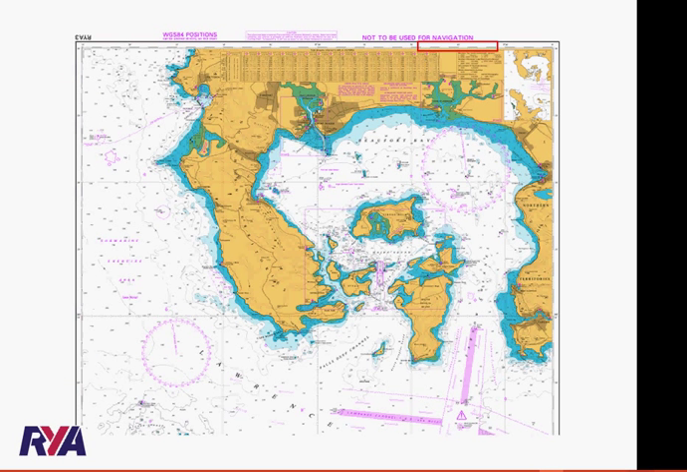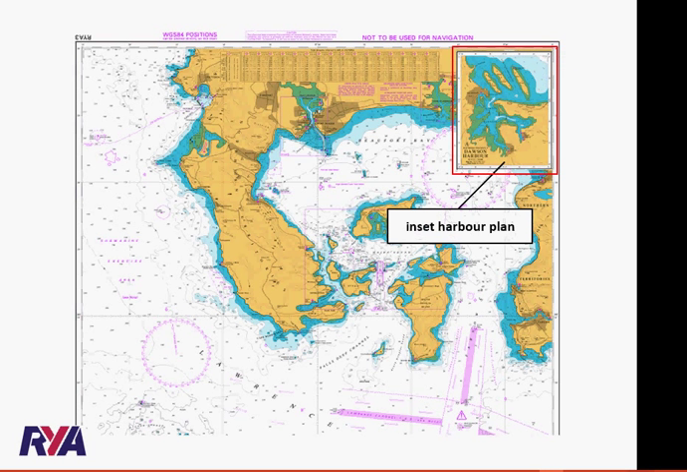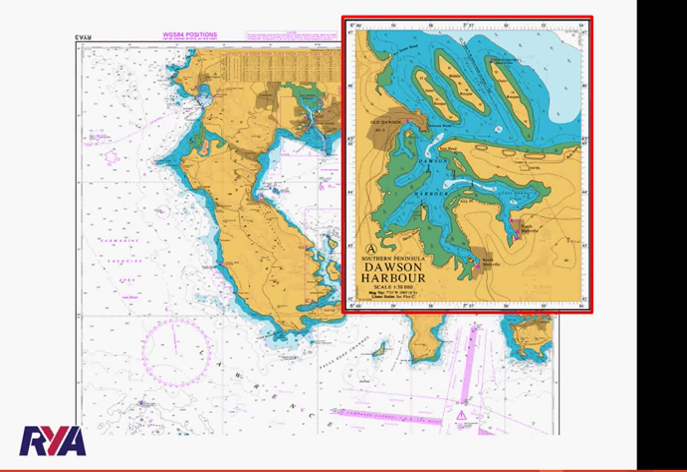The longitude scale is on the top of the chart. You'll see that's quite a smaller scale on this one as well. An inset harbour plan, that's showing the larger plan that's in there, and that's there to give us more detail on the chart.